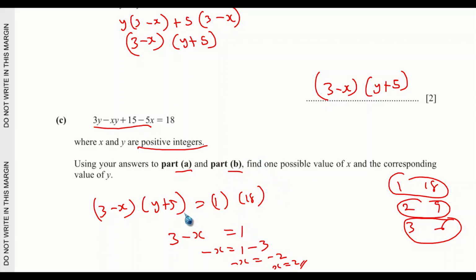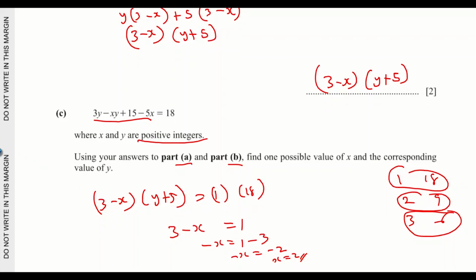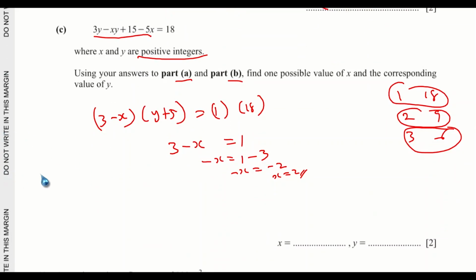Then for the second one, y plus 5 equals 18 by comparison. So this will give you y equals 18 minus 5. So you have y equals 13. So that is one possible answer you could get: x equals 2 and y equals 13. You can use that.